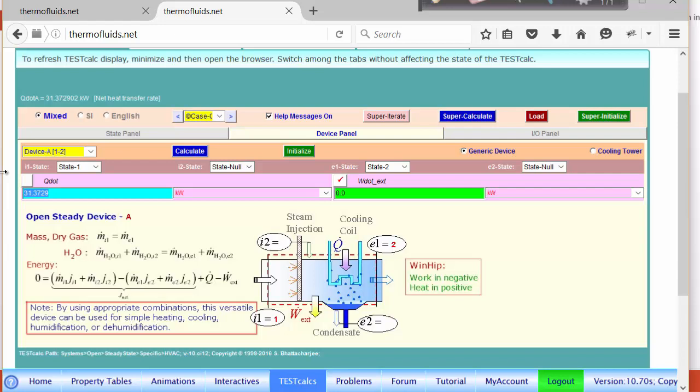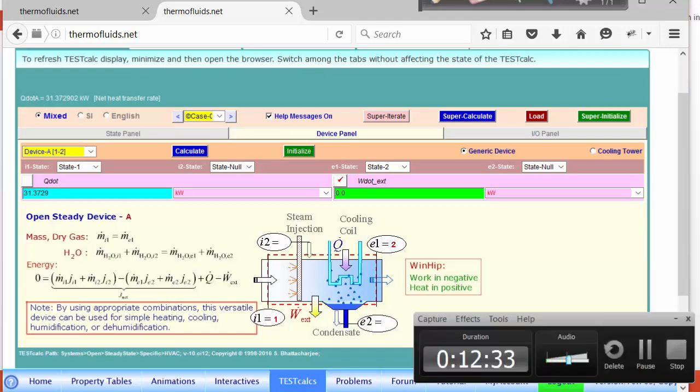Now keep that in mind, because we'll now solve another problem where we'll cool the air and ask the same question. And you will see such a question can be answered by a TESTcalcs much more easily than by manual solution.